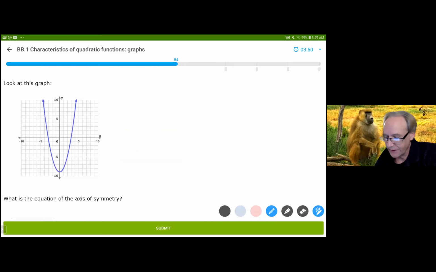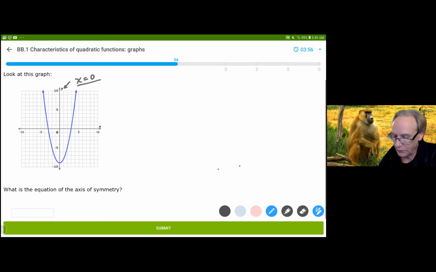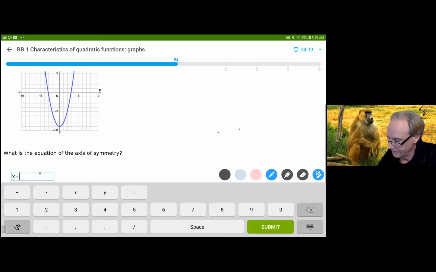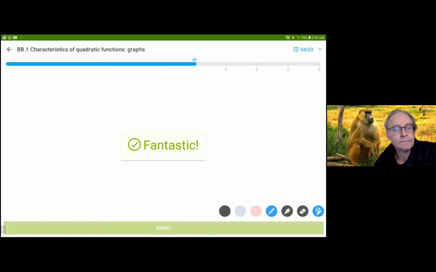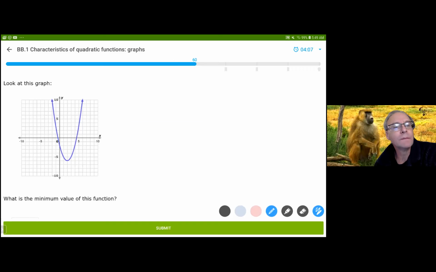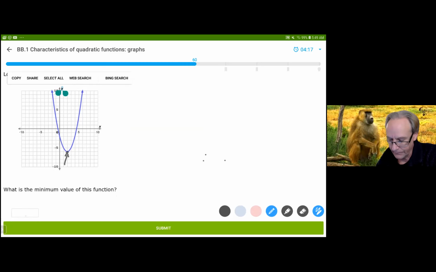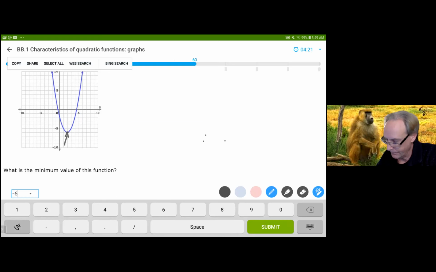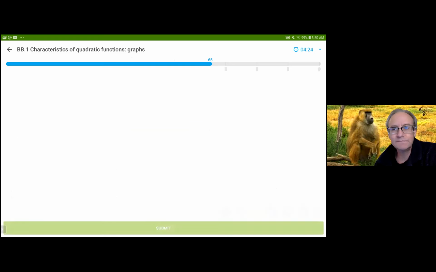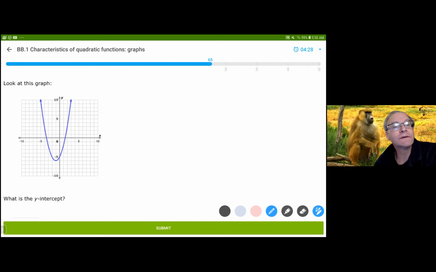The equation of the axis of symmetry, again, we're on the y-axis. Remember that the y-axis is x equals 0. It's where x is always 0. What is the minimum value? Now, this time they don't want the x value, they want the y value, which is right there at -6. This time they want the y-intercept, and that is not the vertex, that is the point 0, -5, but they only want the -5 part.